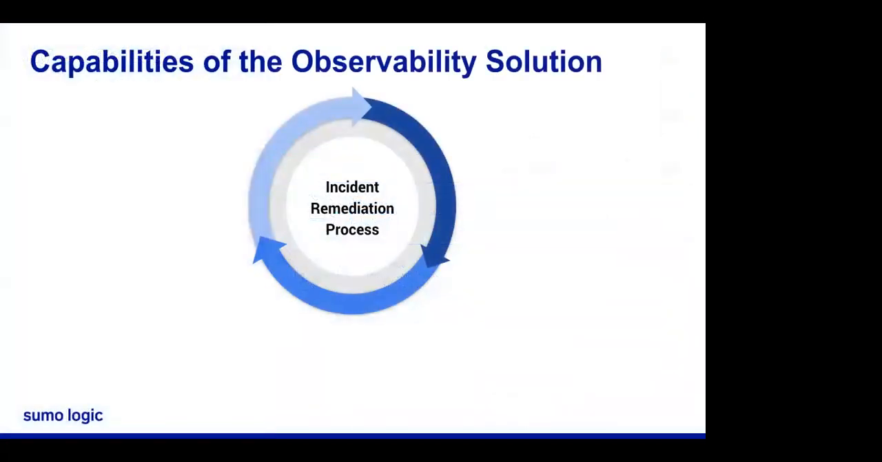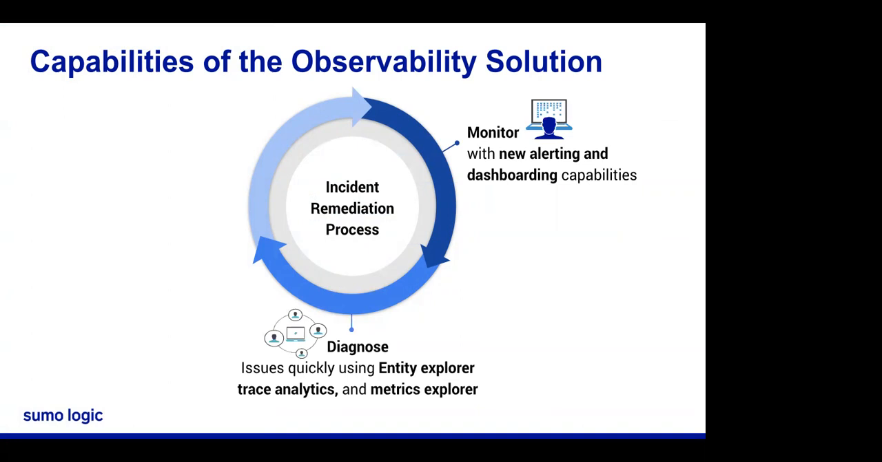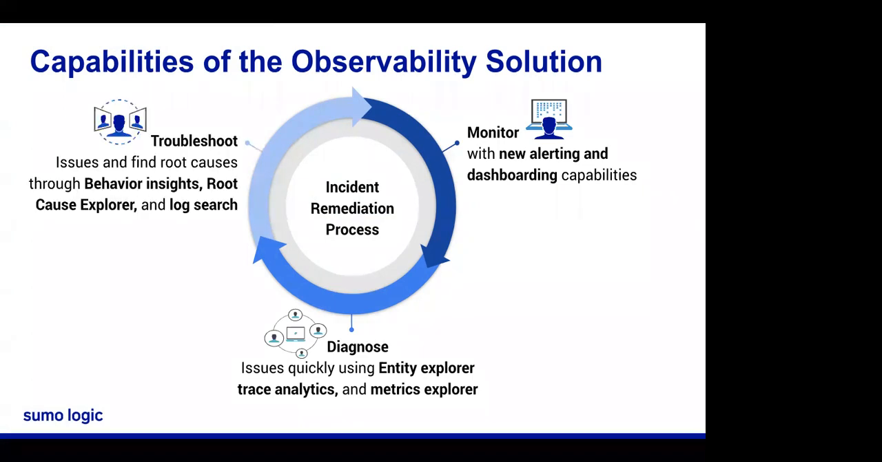So as far as observability goes, the incident remediation process that we'll typically use is, of course, you will monitor, right? You'll create some alerting and dashboarding capabilities. And if there's a problem, you'll be notified. Then from there, you'll be able to diagnose. And we'll talk about things like the Entity Explorer, the Trace Analytics. Of course, you've already been familiar with the Metric Explorer, so we can see various metrics. And then finally, we're going to troubleshoot. And for troubleshooting, we're going to use the Root Cause Explorer. We're going to look at logs, things along those lines. And you'll find that all this stuff is interconnected and hooked up. So some real nice capabilities here that I think you're going to like.